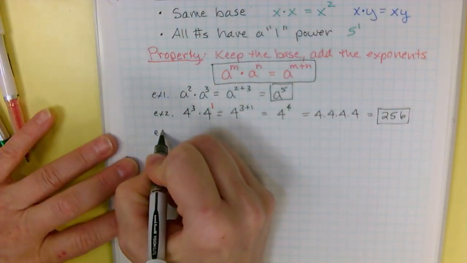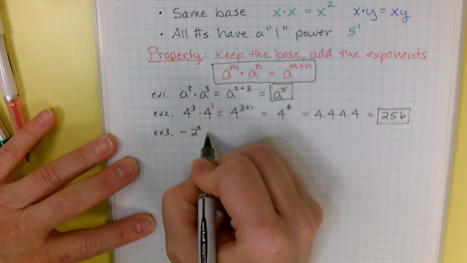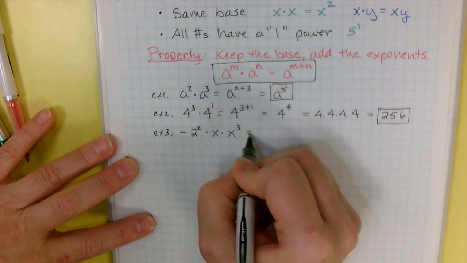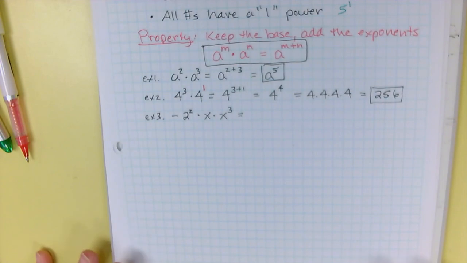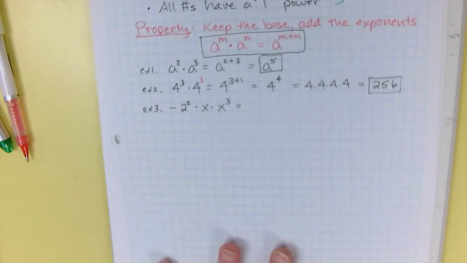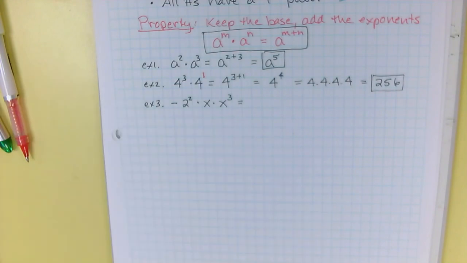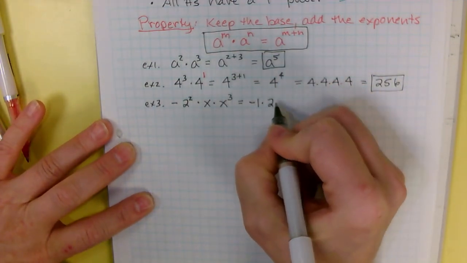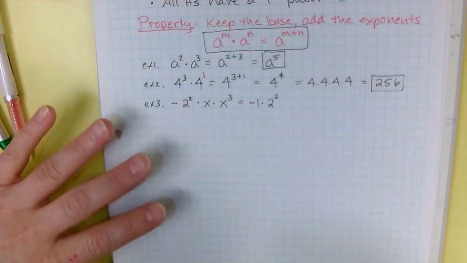All right, let's go a little bit more challenging. Example 3. We're going to go -2 squared times x cubed. This is one of the trickiest things about exponents. If the number does not have parentheses around it, like this 2, then what it actually is is a -1 times a 2 squared, and that negative is its own number out in the front.